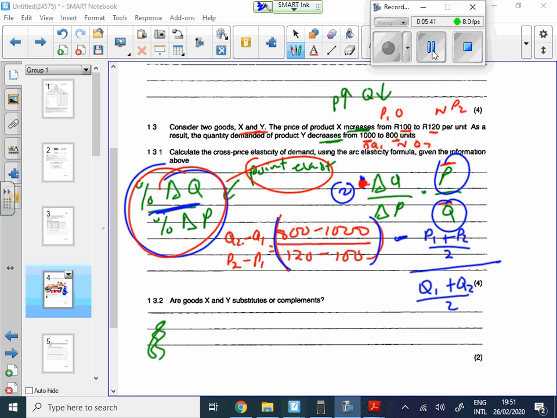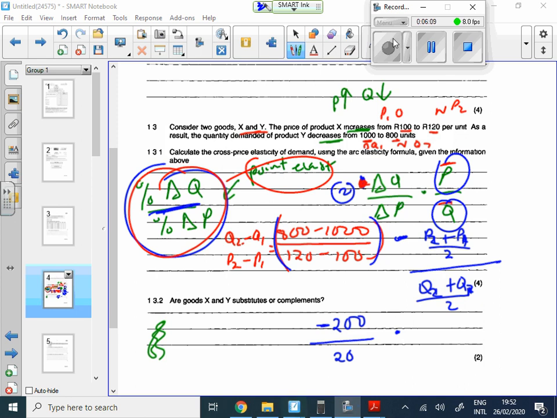Do I need to substitute here? I would say 800 minus 1,000, that would give me minus 200. 120 minus 100 gives me 20. With addition, it doesn't really matter whether you start with 2 or 1. But it's fine. Normally you can even stick to one thing and say P2 plus P1, Q2 and Q1, so that you do the same thing on every side.